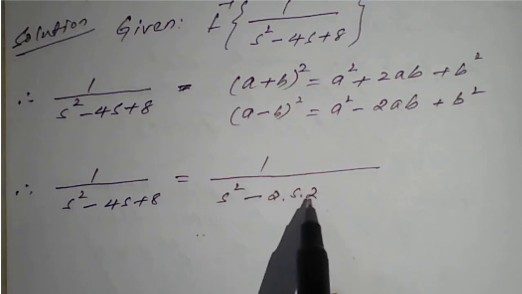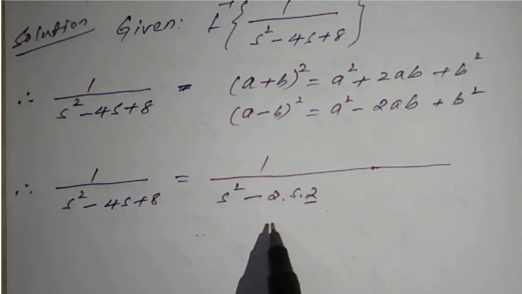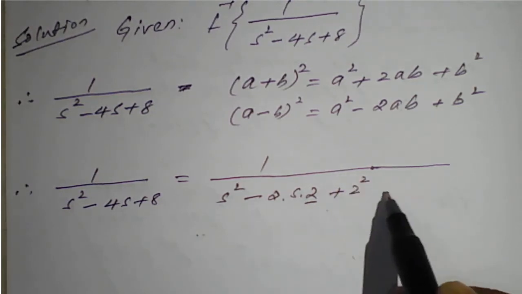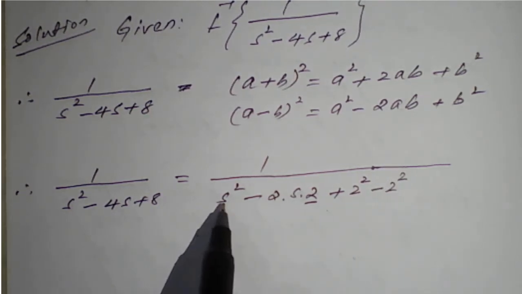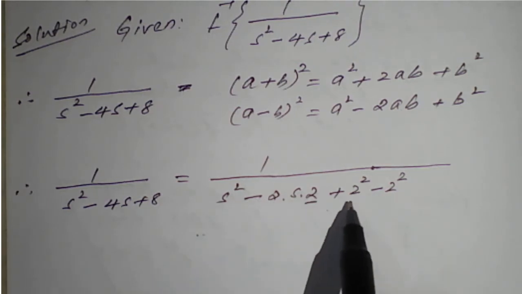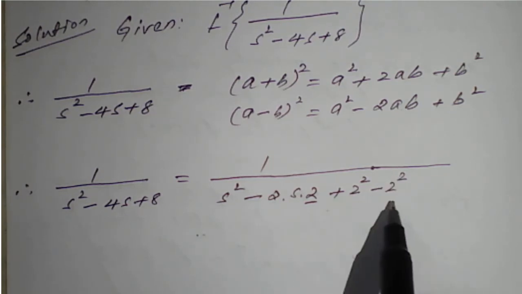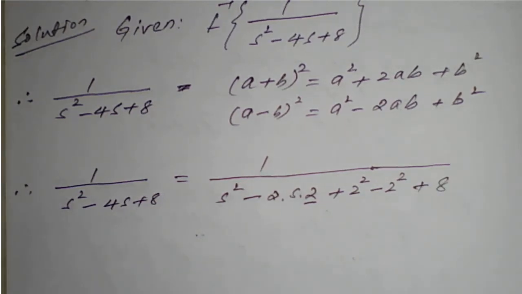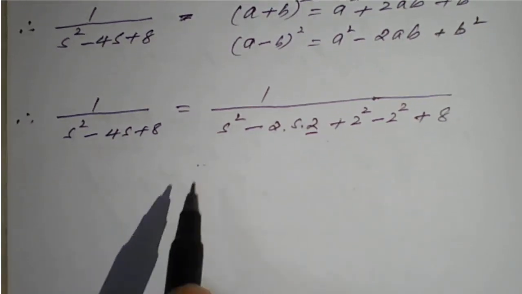For this arrangement, consider that this is the b value here. So we add 2 square and subtract 2 square. So s square minus 2 into 2s, that is 4s, and this 2 square is 4. So 2 square minus 2 square cancels and we get back our previous expression, and this plus 8 stays as it is. This is just a manipulation to complete the square before applying the inverse Laplace.